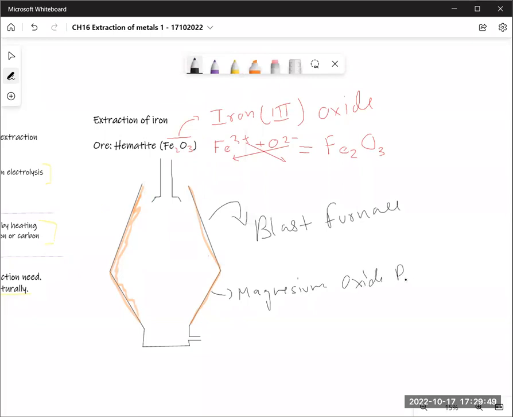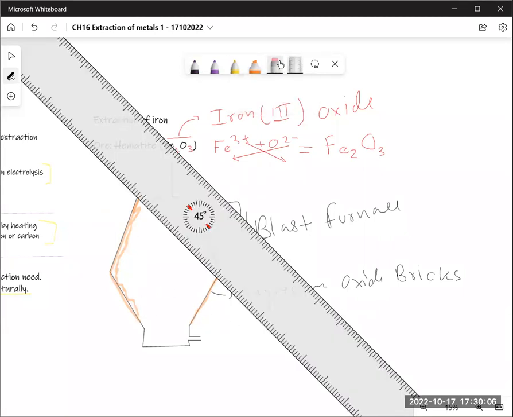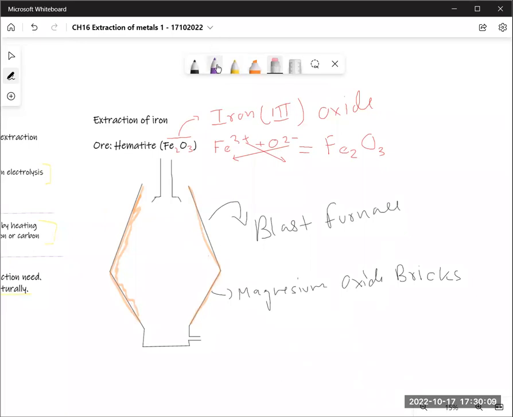Oxide bricks. Because it has to keep all the heat inside, and then we also cool it. How do we cool it? We have, let's say, water going through outside. So we'll also have some water outside to cool it.